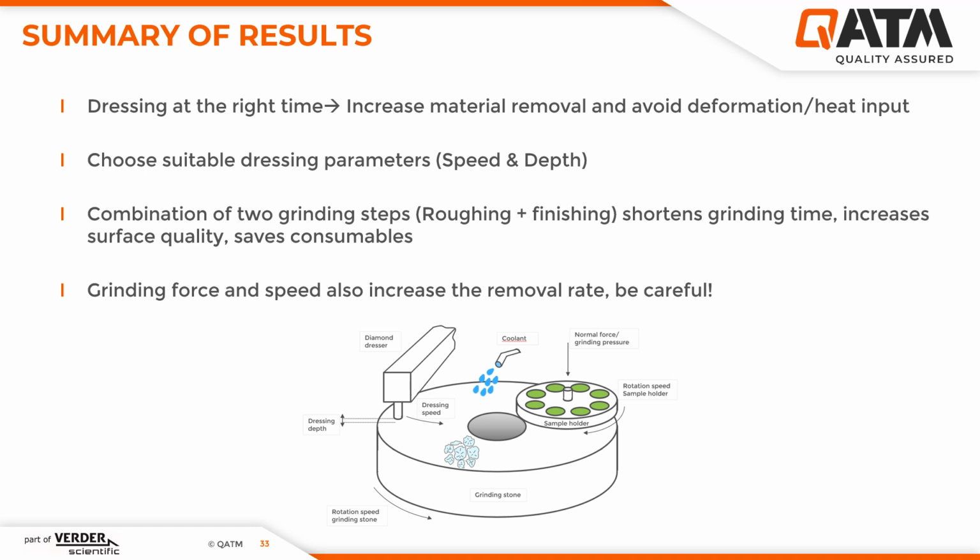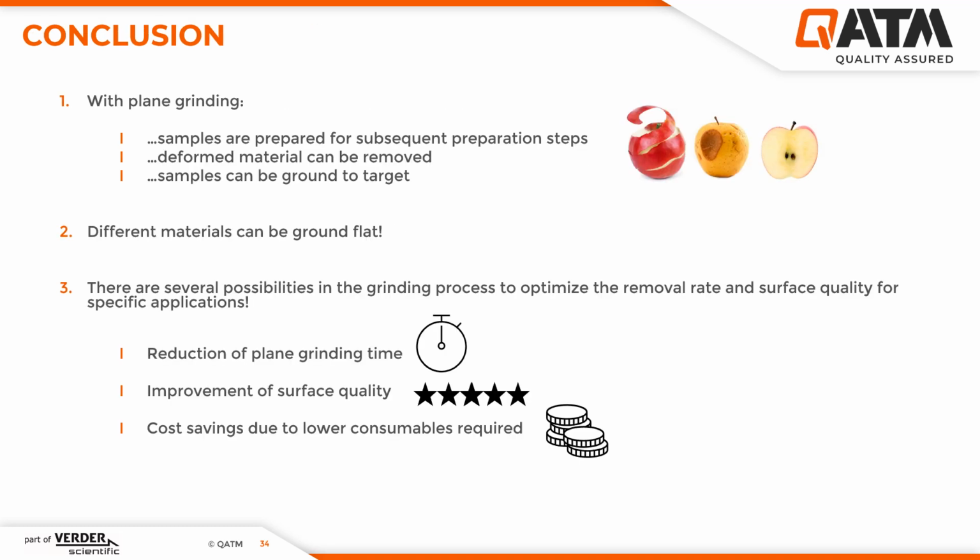In addition, there is a possibility to influence the grinding process through the grinding force and the speed. However, the effect on the material structure must be taken into account. Basically, we can state that plane grinding is used to prepare samples or sample holders for subsequent preparation steps, to remove unwanted material, or to grind samples to a target plane. Plane grinding can be used to process different materials, and there are several ways to optimize the removal rate and the surface finish for specific applications. This can reduce the preparation time, improve preparation quality, and save costs due to lower consumption of consumables.